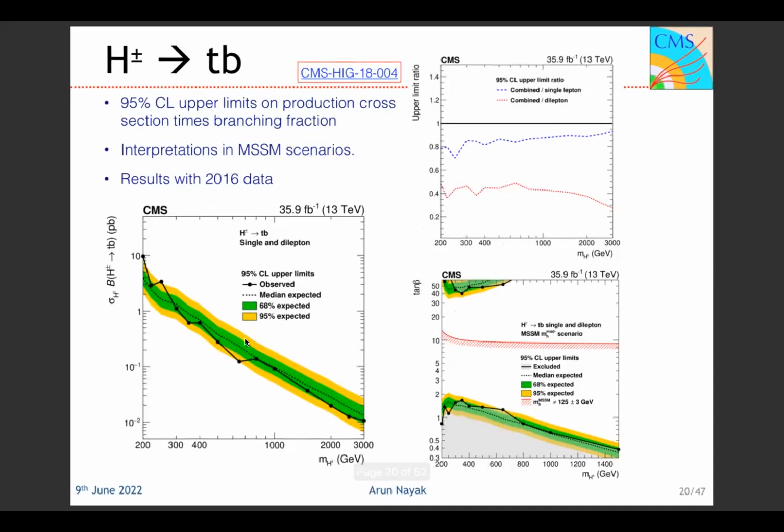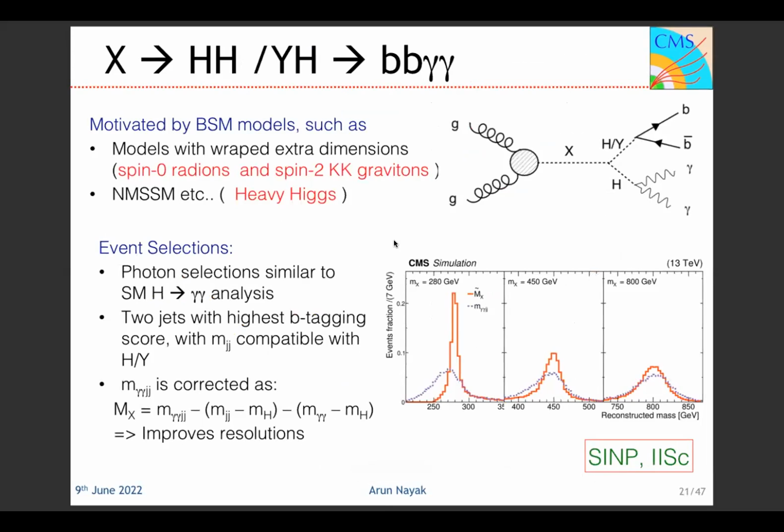So these are the results with the 2016 data. You have the model independent limit on the cross section times branching fraction for this one, and this is the interpretation in the MHmod scenario. Here in this plot you can see the contributions from 2 different channels, single lepton and dilepton. Single lepton seems to be more sensitive compared to the dilepton in this case, particularly because of the larger number of events.